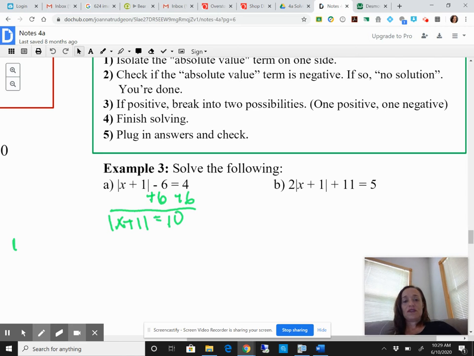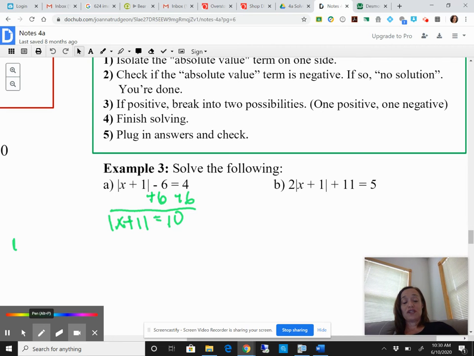Now, step 2 there said, check if the absolute value term is negative. So what it's asking about is not about all the negatives in here. It's talking about the value that it ended up being, this 10 here on the right. Is that a positive number? Because if you say the absolute value of anything, and x plus 1 is what we have, but like anything, if you say it equals a negative number, that's not possible. Absolute values only return positive answers. So this one's okay. So now we can say, okay, that x plus 1, that thing inside the absolute value, it either was 10 or it was negative 10, because it's possible that it was negative 10 and then we took the absolute value and we got 10.